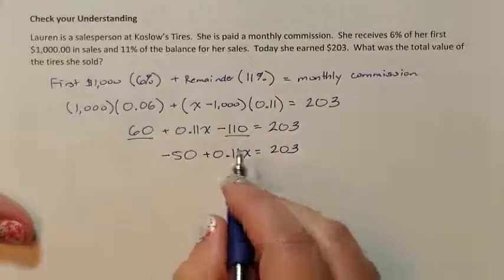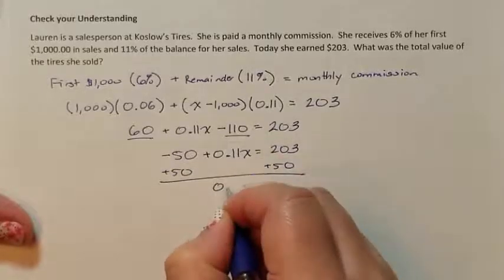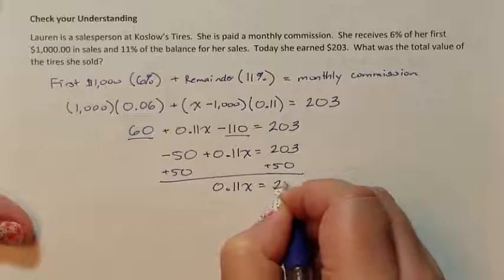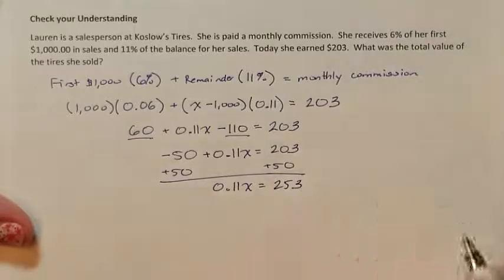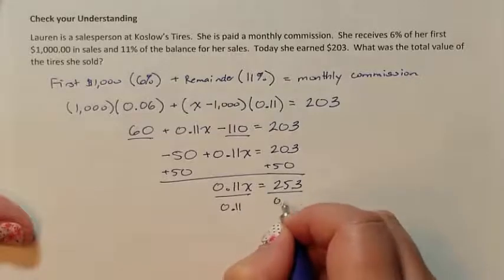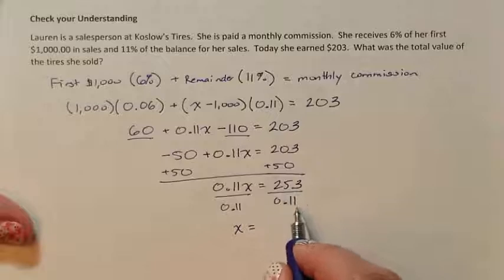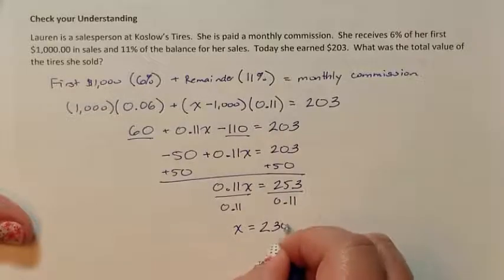I need to get x by itself. So we're going to add the 50 to each side. So 0.11x equals 253. It's connected by multiplication. We undo multiplication by division, so I'm dividing. So x is 253 divided by 0.11, which gives me 2300.